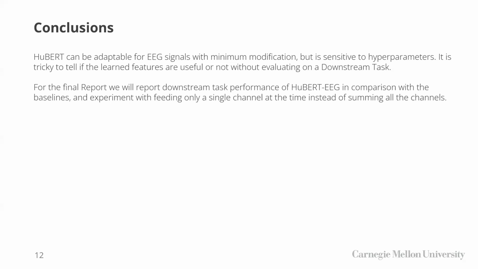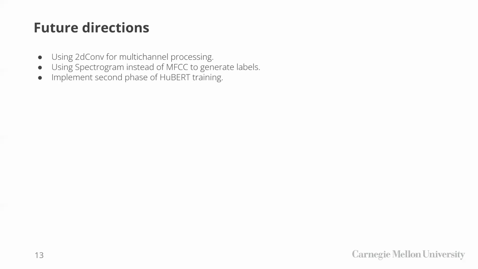In the final report, we will perform evaluation on the downstream task and experiment with a single channel. For future directions: using 2D convolution instead of 1D for multi-channel, using a spectrogram instead of MFCC for feature extraction, and implementing the second phase of HuBERT.